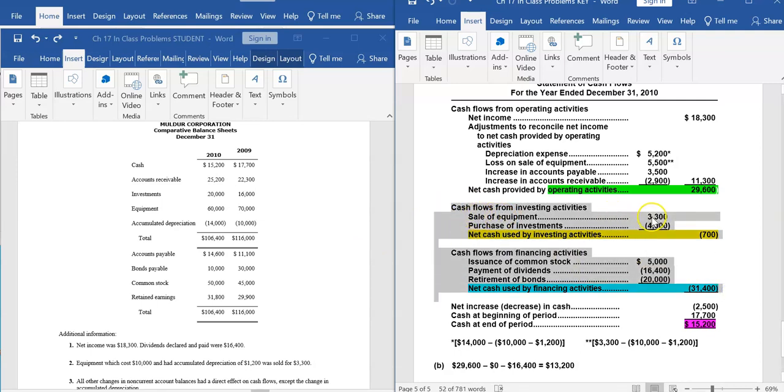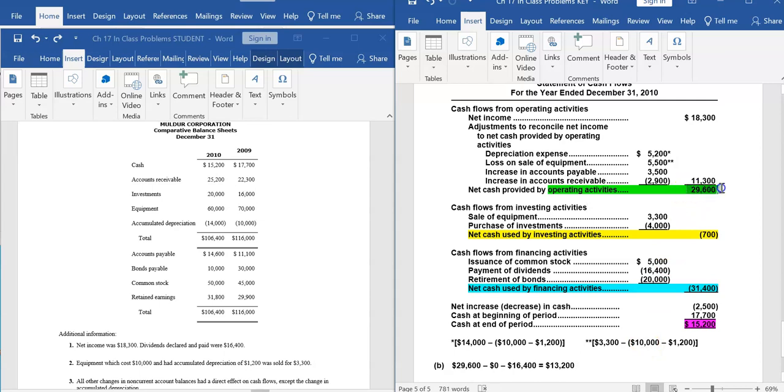If we combine the cash inflows and outflows from those two areas, overall, we ended up with a negative cash flow in investing activities, indicating that overall cash was used by investing activities. And in financing activities, overall, more cash was used than was provided, resulting in an outflow in cash used by financing activities.